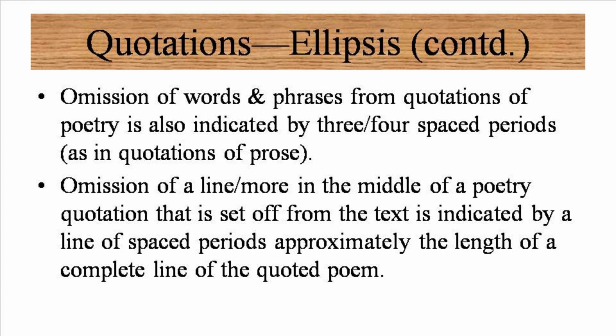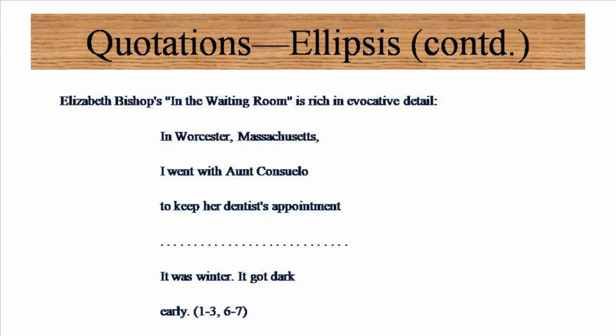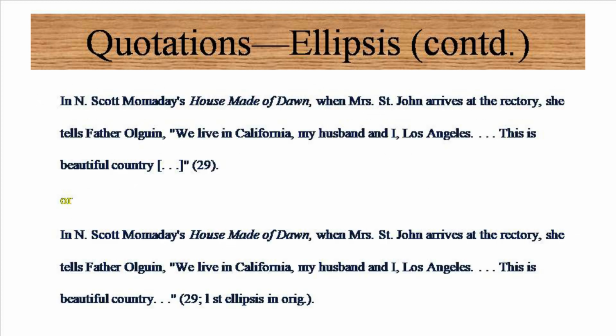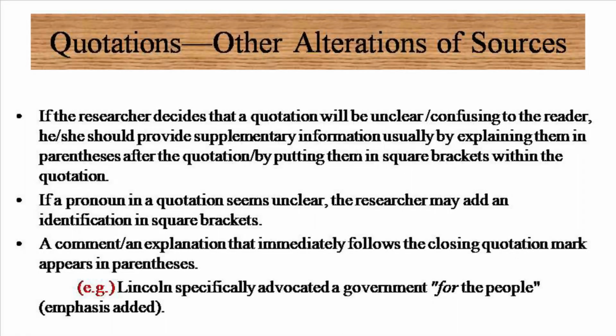And omission of a line or more in the middle of a poetry quotation that is set off from the text is indicated by a line of spaced periods approximately the length of the complete line of the quoted text. If the quoted author uses ellipsis points, the researcher should distinguish them by putting square brackets around the ones the researcher adds. If the researcher thinks that the quotation will be unclear or confusing, he or she may provide supplementary information in a parenthesis after the quotation.